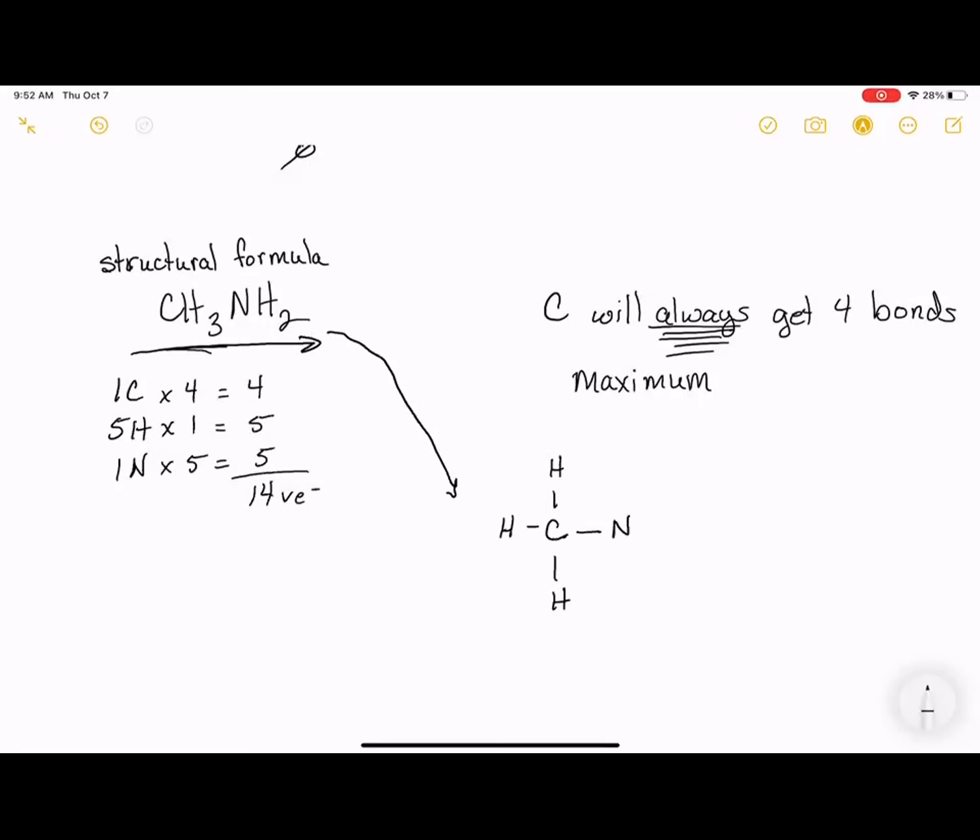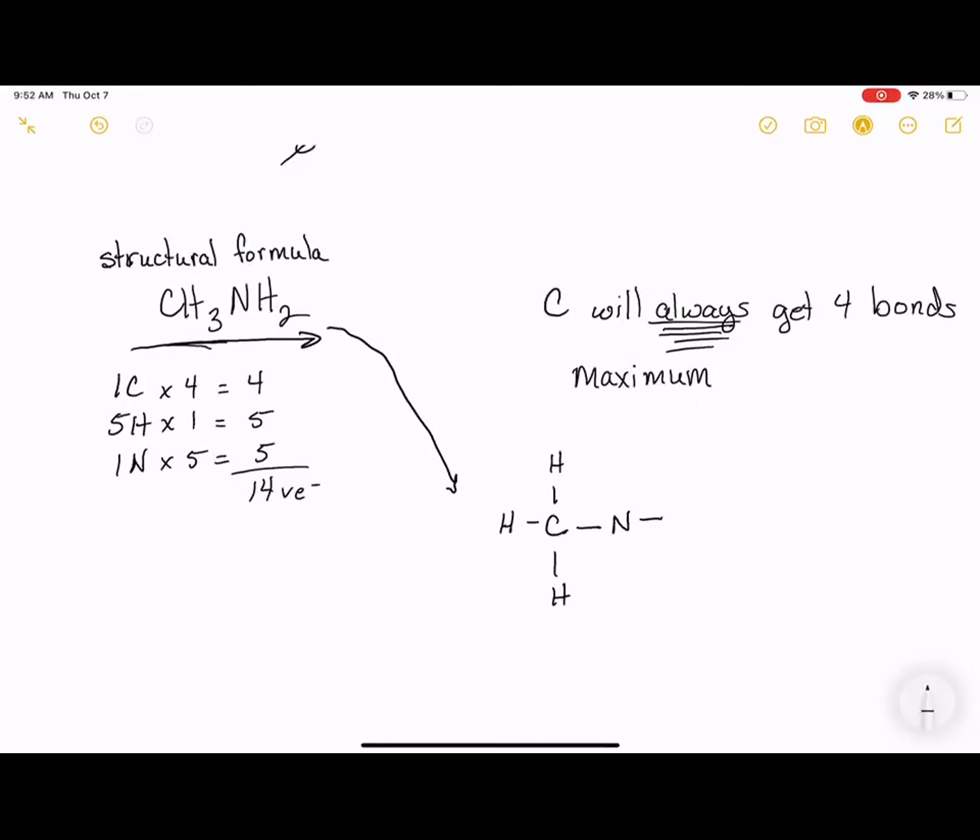You cannot have more than 4. So those other 2 hydrogens cannot be on carbon. And hydrogen is always terminal. So you can't have a hydrogen, it can't be attached to a hydrogen. So those wind up attached to the nitrogen. So literally, I'm taking the structural formula, and I'm going to convert it into a Lewis-Dot structure.